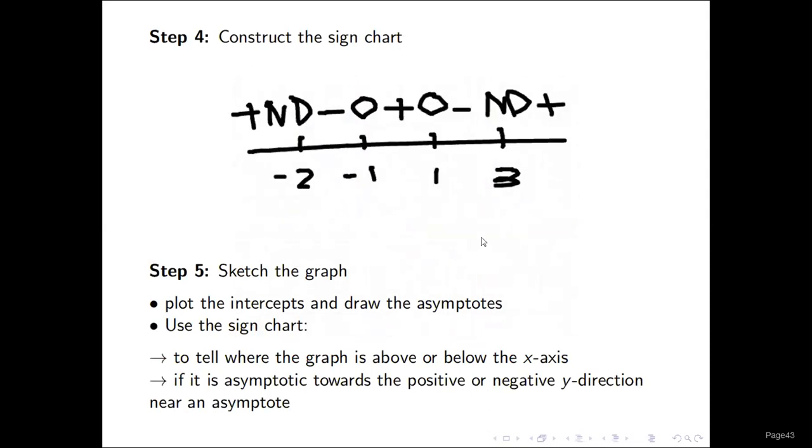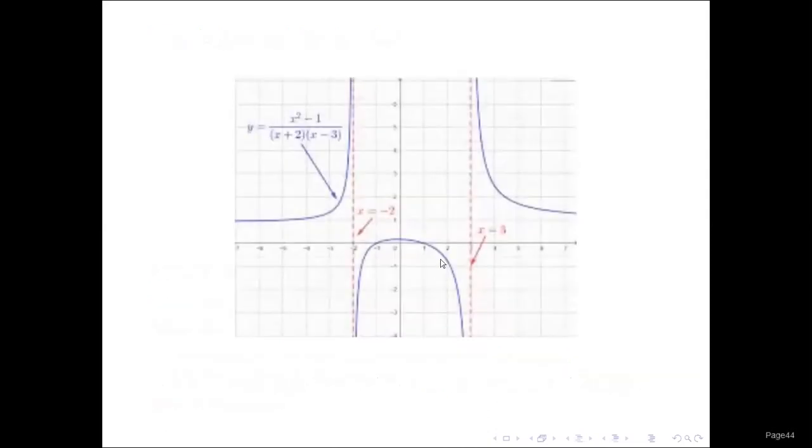If we look again at the other asymptote, x equals 3, it will be asymptotic towards the negative y direction from the left and towards the positive direction from the right, as verified by the graph. So negative y direction, positive y direction. And then we also have the asymptotes there. By the way, the intercepts are -1 and 1.